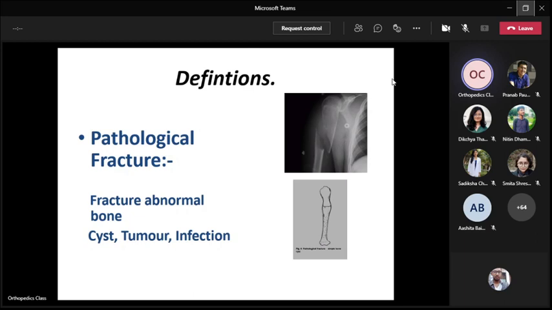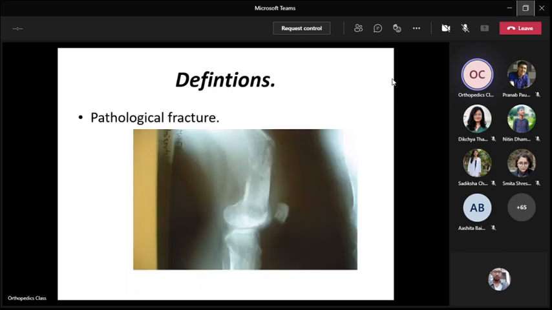So one is pathological. You have to know that elderly people are mostly osteoporotic, bones are weak, and if there is a certain tumor or cyst or infection, they can produce a pathological fracture. Here you don't need a good amount of force. A simple patient will tell you, I was just getting out of the bed and fell down and had a fracture. So this is the example you see in this picture.